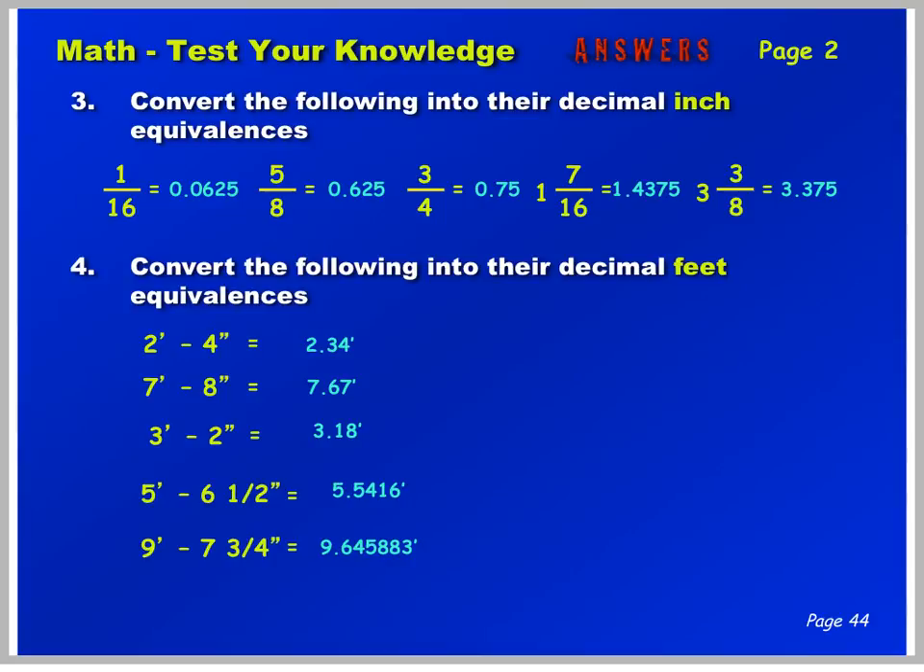9 foot 7 3/4 inches equals 9.645883. Now, it's not necessary always to carry out to this many decimals, especially in construction. You simply could have written down 9.65, rounding the 4 up to the nearest number.